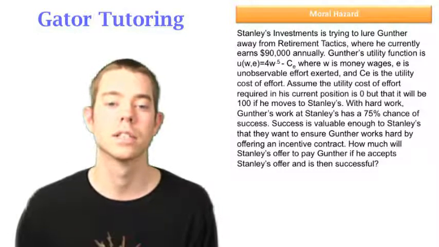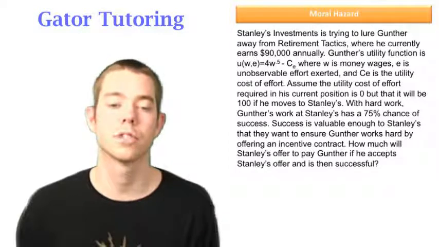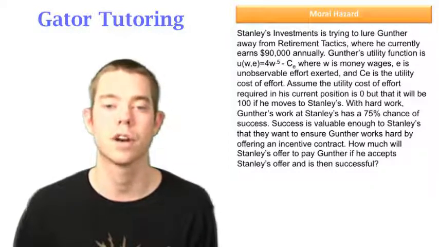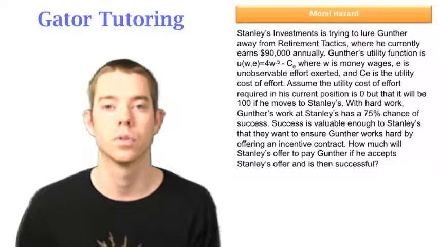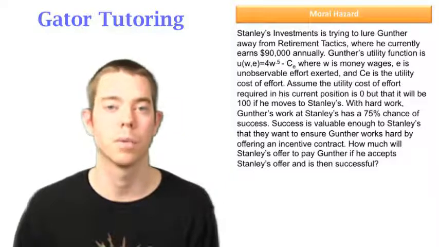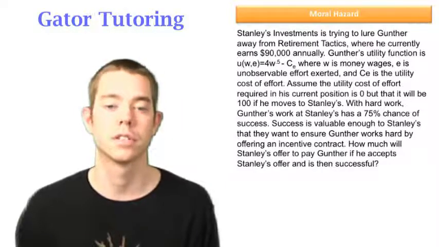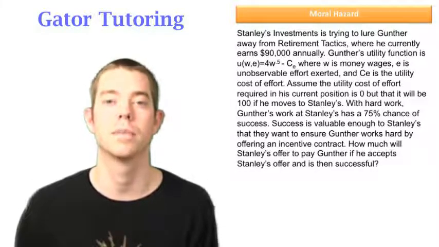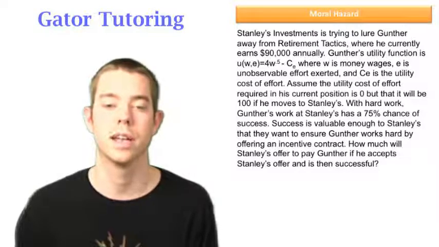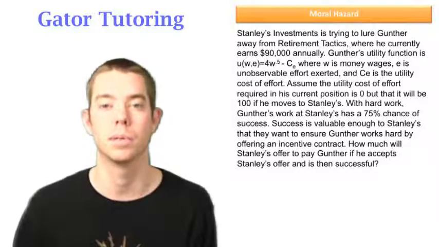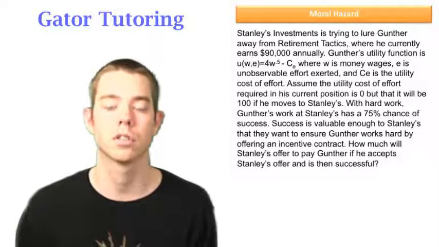The question says, how much will Stanley's offer to pay Gunther if he accepts Stanley's offer and is then successful? So from that question, we need to figure out what they are asking us to solve for, and it's WH. Because if we are in fact successful, that's the signal that we need to pay him the high wage. So if it said and is then unsuccessful, we'd be looking for WL. But we're looking for WH, and let's go ahead and write our constraints.